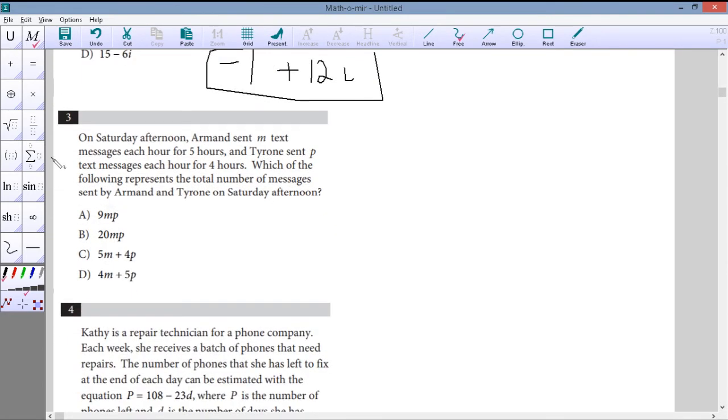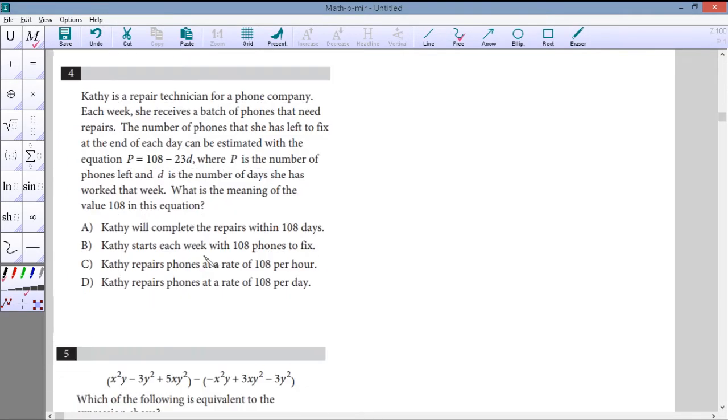3. On Saturday afternoon, Herman sent M text messages each hour for 5 hours. He sent 5M messages. And Terrence sent P text messages each hour for 4 hours. He sent 4P messages. Which of the following represents the total number of messages sent by Armando and Terrence? We just need to add these.